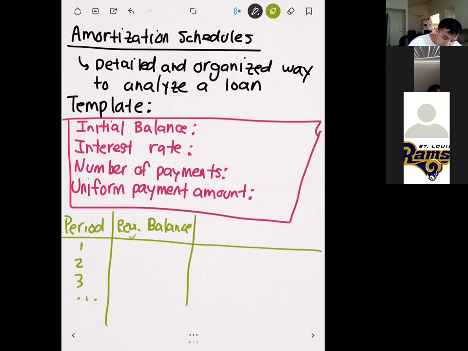All right, so the next column is the beginning balance. This is the balance on your loan at the beginning of this period. Next is the interest, that's how much interest you're going to pay in that period. And we'll go over how to compute that.